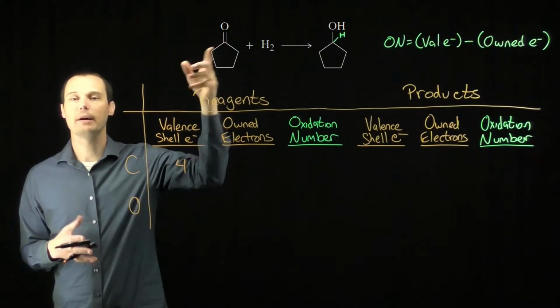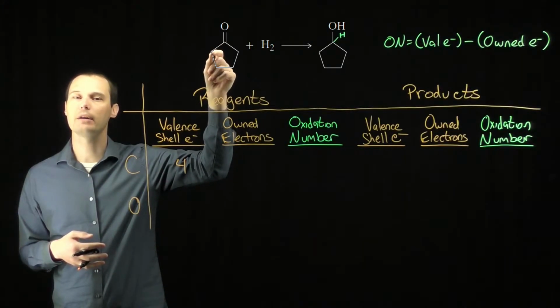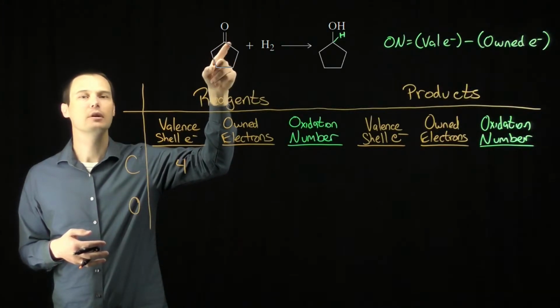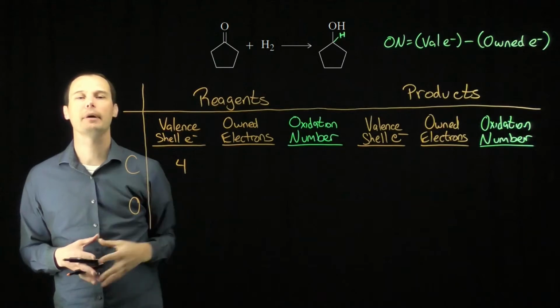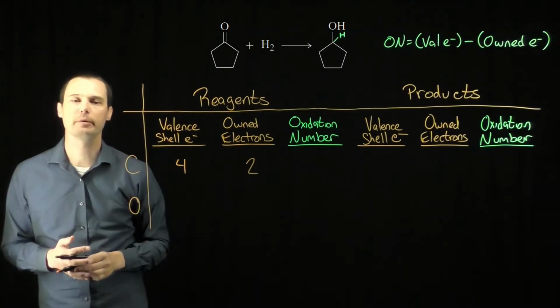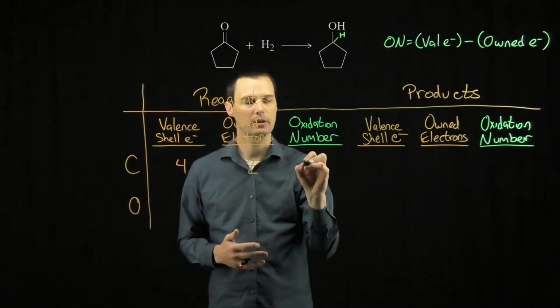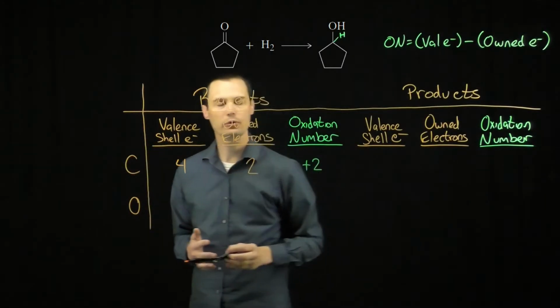For the carbon-carbon bond, both carbons have the same electronegativity, so the 2 electrons in the carbon-carbon bond are split equally between the 2 carbons. So the carbon in question owns 1 of the electrons in this carbon-carbon bond and 1 of the electrons in this carbon-carbon bond. That makes a total of 2 owned electrons for this carbon. 4 minus 2, then, the oxidation number for this carbon in the starting material is the +2 oxidation state.